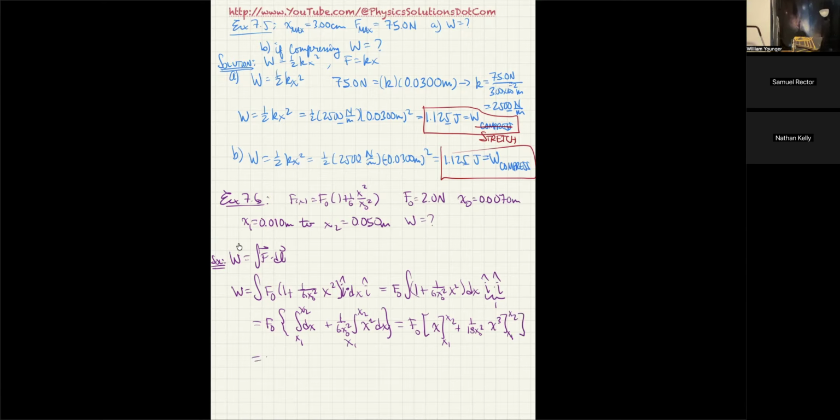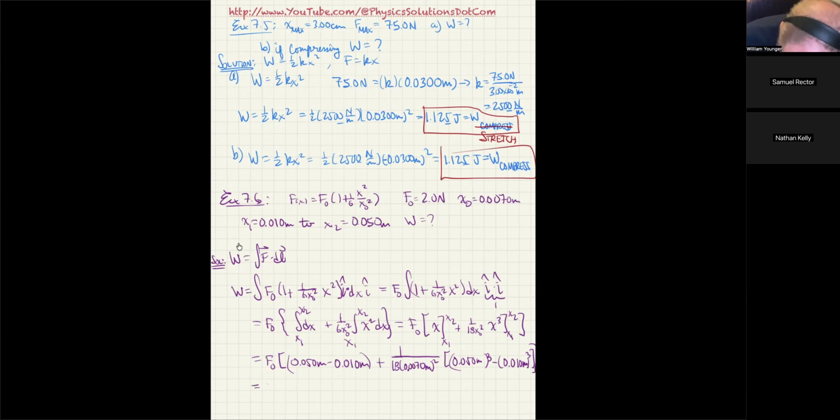That ends up giving us F0 times x2, which is 0.050 meters, minus 0.010 meters, plus 1 over 18 times the x0, 0.0070 meters squared, and then times 0.050 meters cubed minus 0.010 meters cubed. You can see, hopefully, that the meters cubed with the meters squared in the bottom is just going to give us meters, which matches what's in the top.